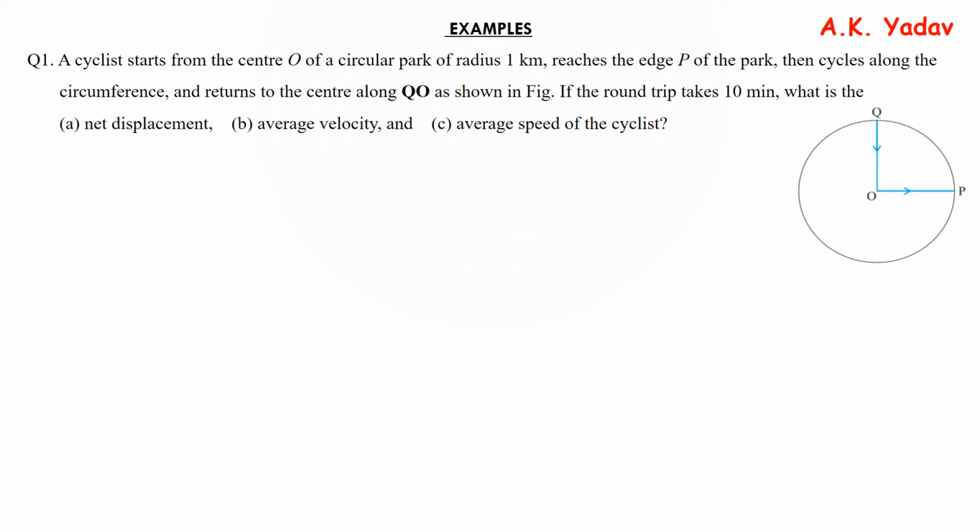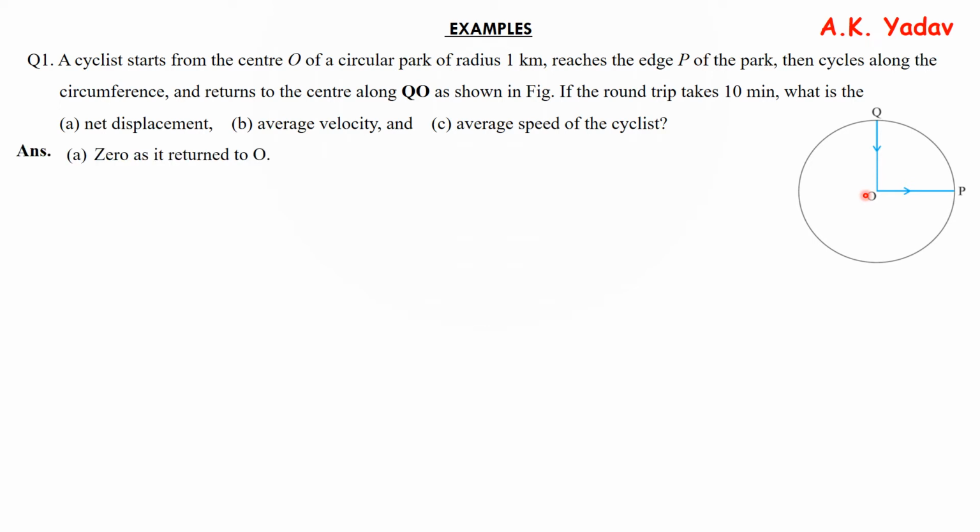Let us do a few examples. The first one: a cyclist starts from the center O of a circular park of radius 1 kilometer, reaches the edge P of the park, then cycles along the circumference and returns to the center along QO as shown. If the round trip takes 10 minutes, what is the net displacement, average velocity and average speed of the cyclist?